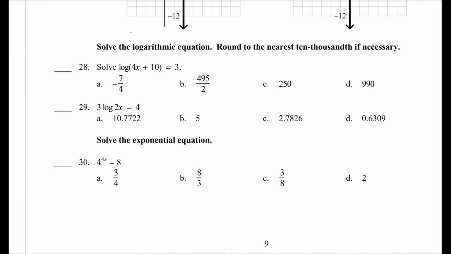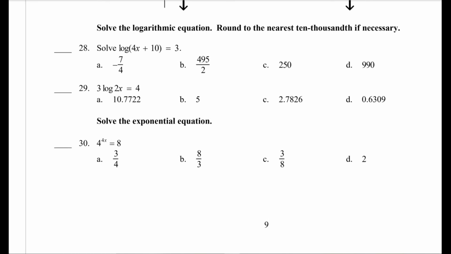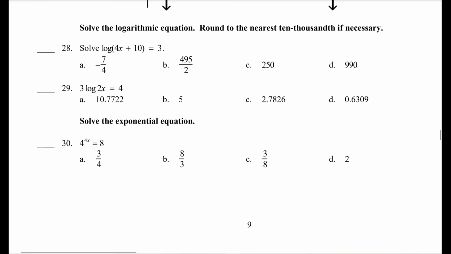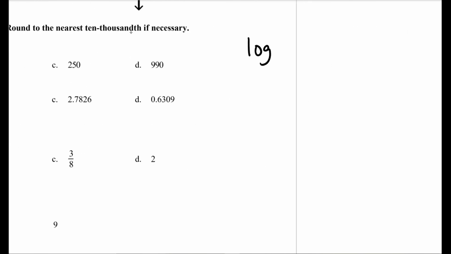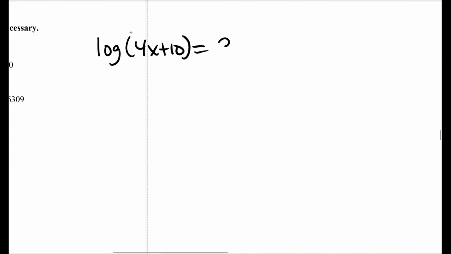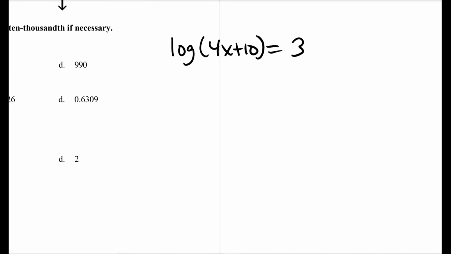All right, number 28, we want to go ahead and solve this logarithmic equation, and we want to round to the nearest 10,000th if necessary. So we'll go ahead and write this out on the right-hand side. All right, remember that if there is no base written for the log, we assume that it's an invisible 10, okay? So we're going to go ahead and write out the invisible 10 there. And the only way to get rid of the log is to take that base and raise it to both sides, okay? So we're going to take that base, raise it to both sides of the equal sign.